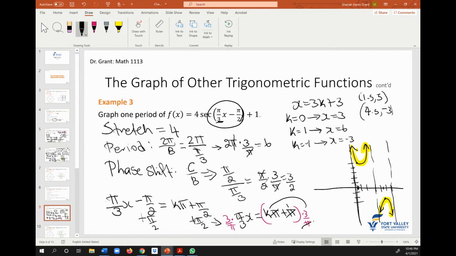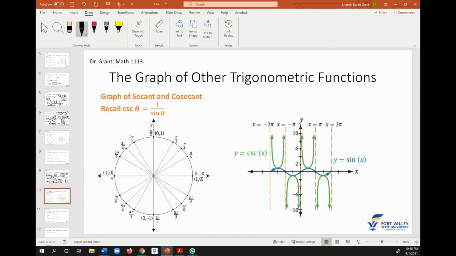Okay. So now we're going to look at the graph of cosecant. So here it looks very similar to the one we just graphed, right? However, recall that cosecant is 1 over sine theta. So instead of the asymptotes being at pi over 2 and its increments, it's going to be at 0 and its increments. I'm sorry, 0, pi, 2 pi, 3 pi, 4 pi, and so forth.